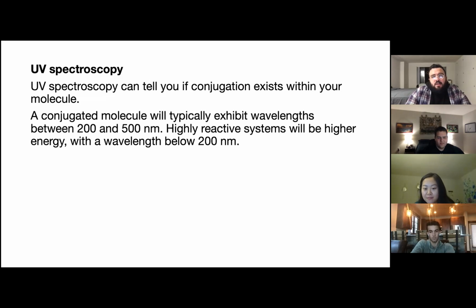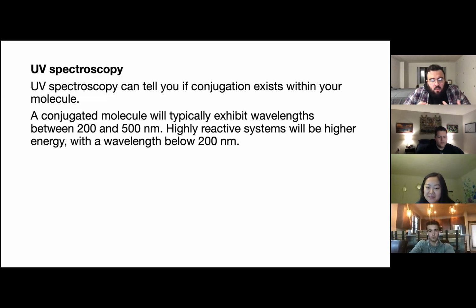But a conjugated molecule will typically exhibit a wavelength above 200, okay? In rare cases you'll see it above 500, but typically 200 to 500 is your sweet spot. Your highly reactive systems are higher energy, and remember, higher energy has a lower wavelength, so those will be below 200 nanometers. So we're talking about systems that are not conjugated, right?